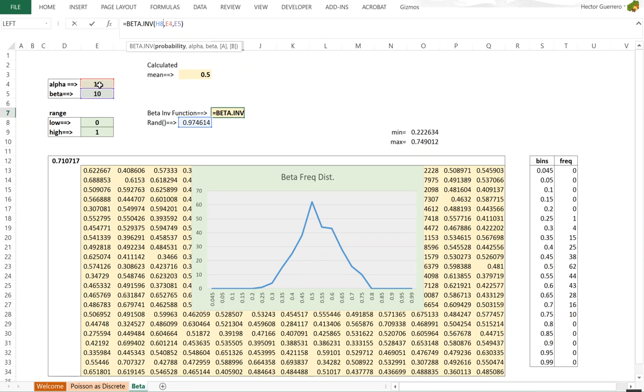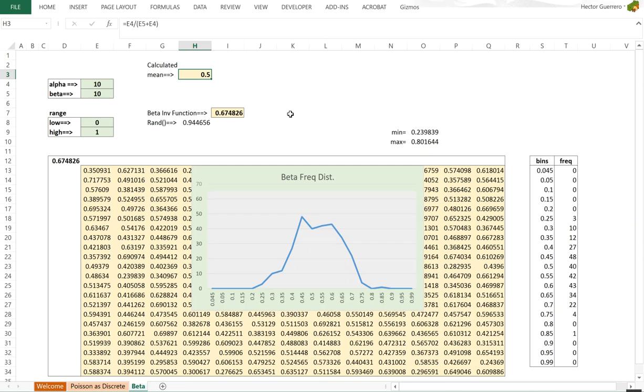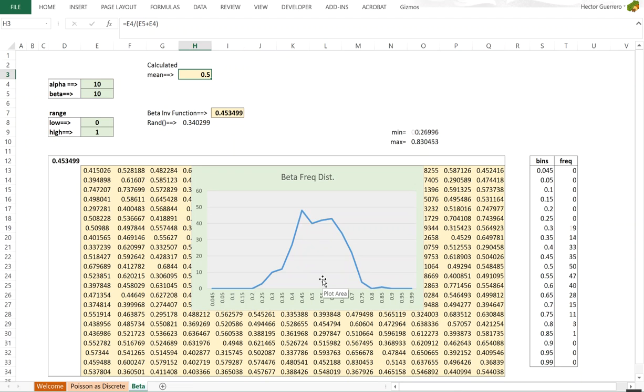E4 and E5 represent the alpha and the beta of my distribution. And by changing those, I can change the shape of this distribution. I can also calculate the mean of the distribution by taking the alpha and dividing it by alpha plus beta to get the mean. And if you look at this distribution, it generally has a mean, looks like it's centered at 5.5, and it's fairly symmetrical based on the samples that I have in this data table.